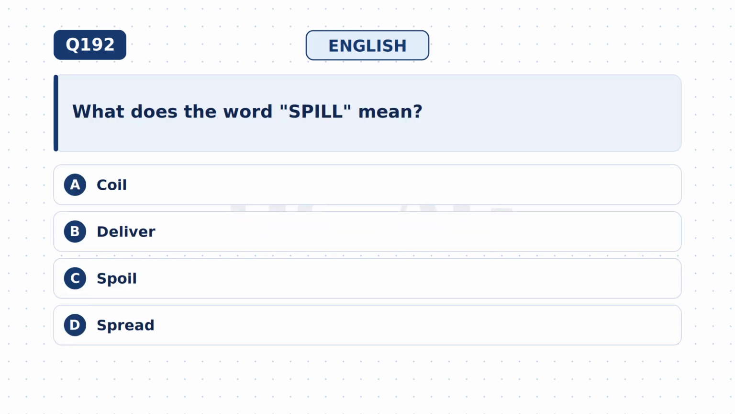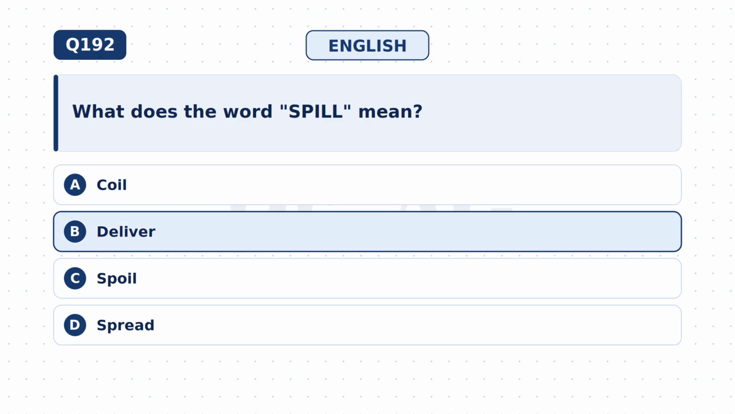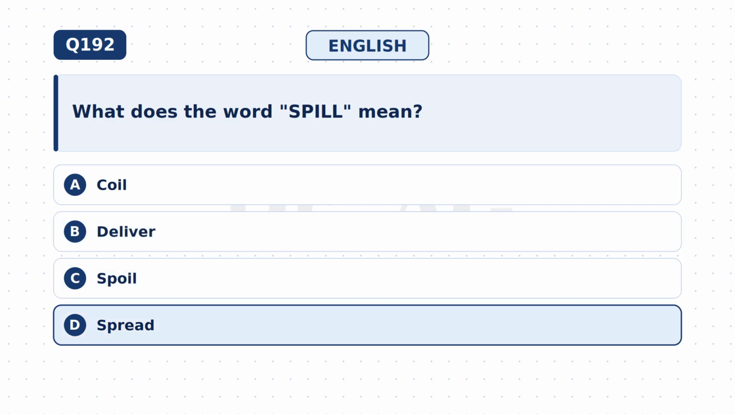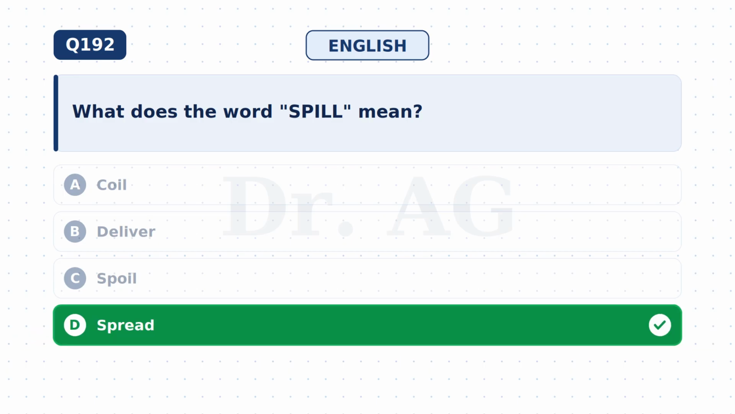Question 192. What does the word spill mean? Option A, call. Option B, deliver. Option C, spoil. Option D, spread. The correct answer is D, spread.